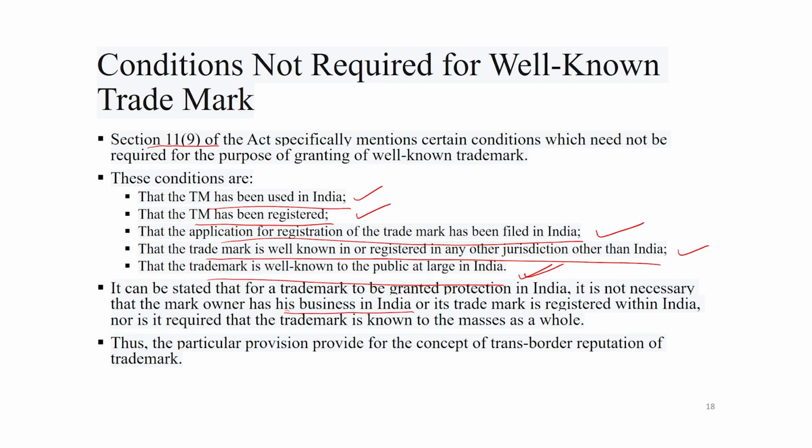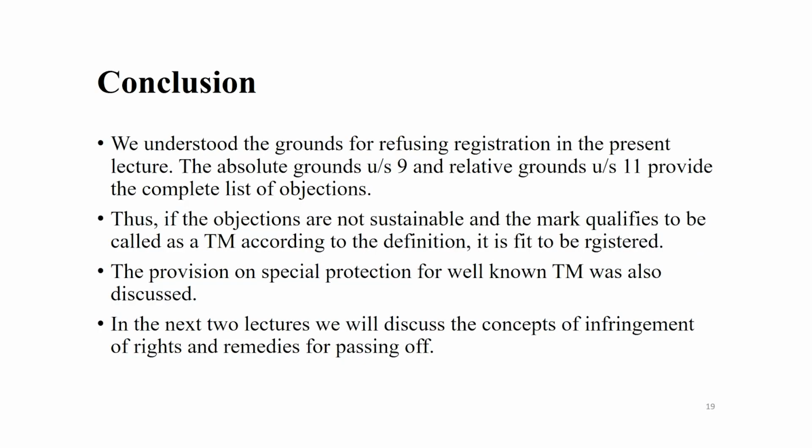There may not be any presence in the Indian market. The mark may not be registered in India. The mark may not be known to the masses. Masses may not know about Rolls-Royce. It still remains a well-known trademark. So, the particular provision provides for the concept of trans-border reputation, which I mentioned. Even if there is no presence of that mark in India, it still can be called a well-known trademark.